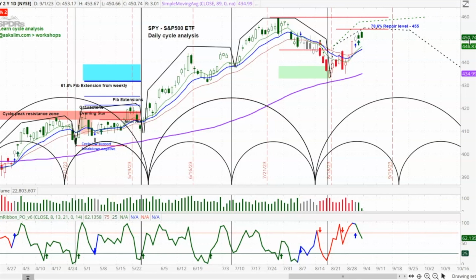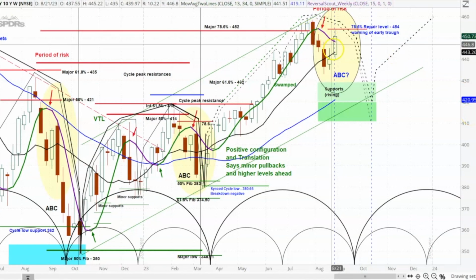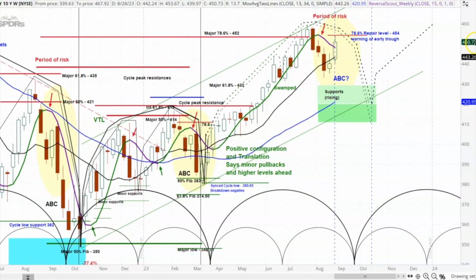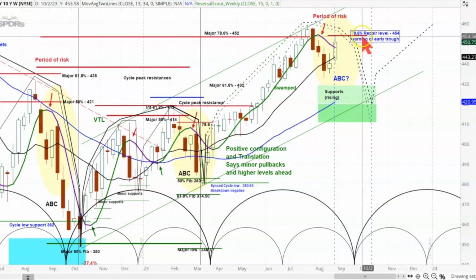So the important thing to look at now is how does that look on the intermediate chart? And you can see right over here that the momentum is still negative, and it's still in this period of risk. But we will have to revise this if we can get through that warning level right over there, that says 454, it's actually around 455.